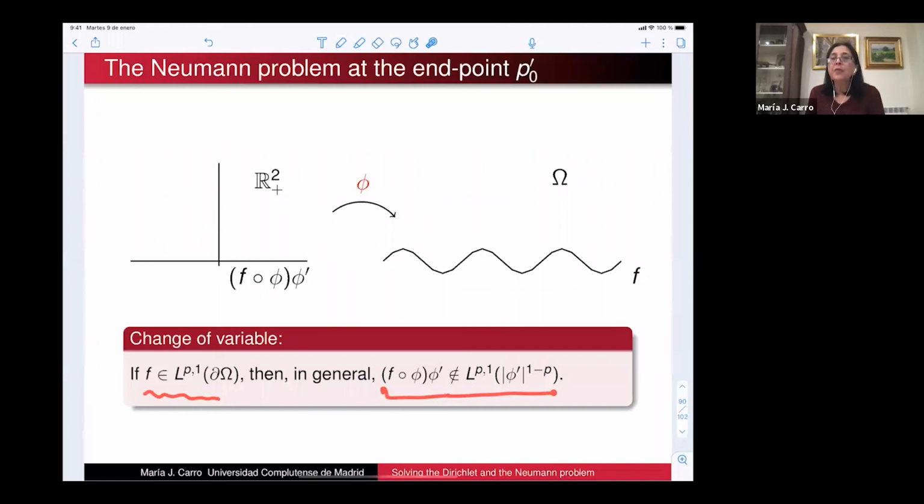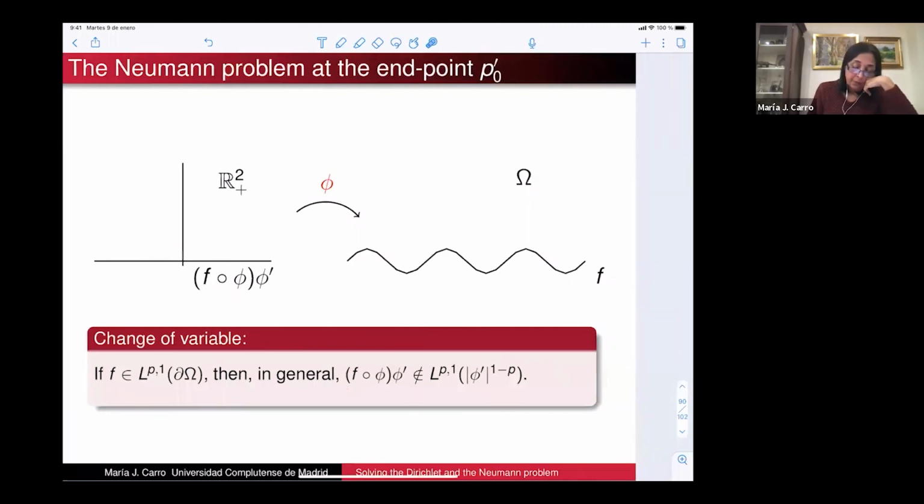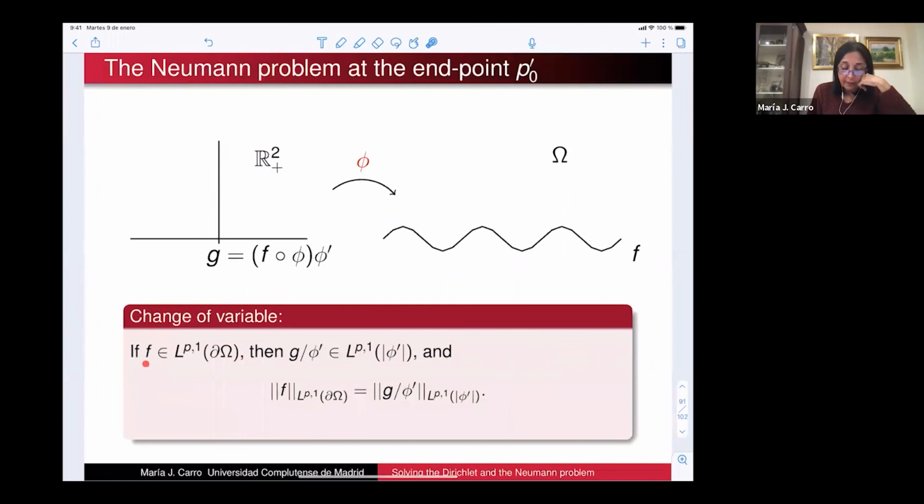When we are working with Lorentz spaces, this is also sometimes a big problem. The only thing that we can say is that if a function is in LP1 and the function g is this one, then g divided by phi prime is in LP1 of phi prime. What does it mean? It means that we don't need to solve the Neumann problem in the upper half space for the space LP01.